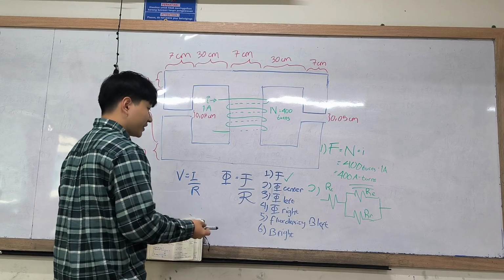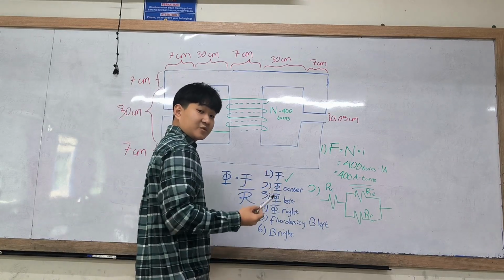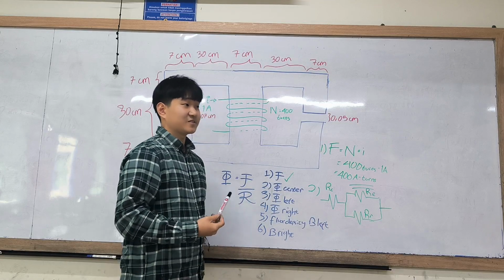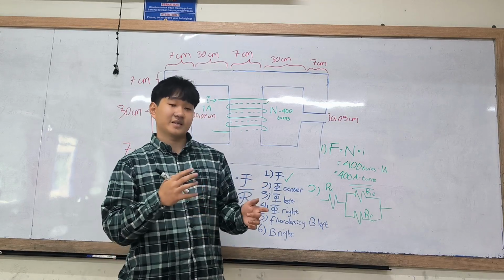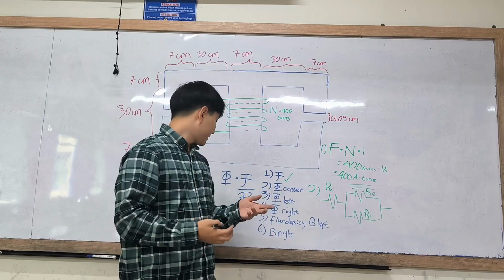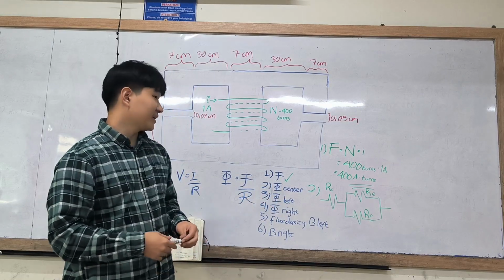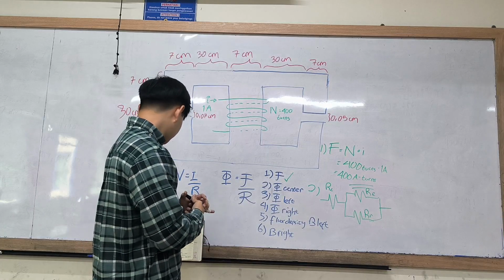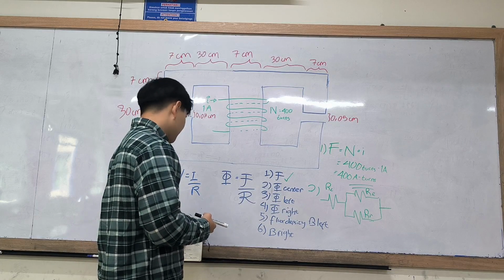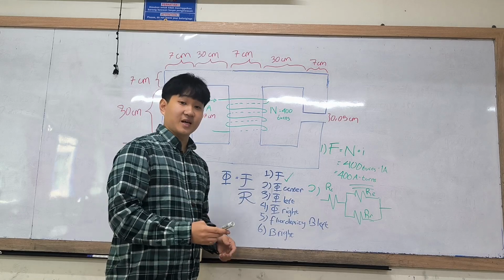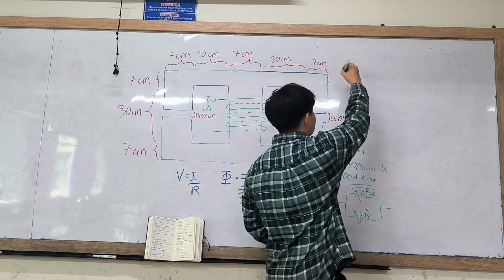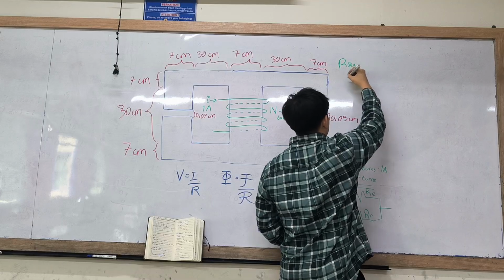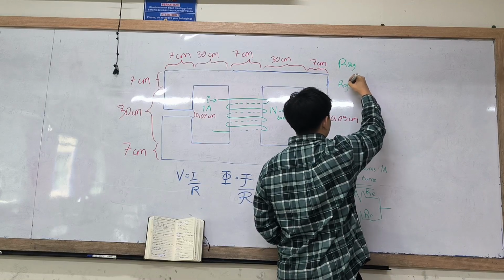So in order to find the magnetic flux, first we have to find the reluctance. And again, as I said, the magnetic flux is like the equivalent of the current, and to find the current, you still need to find the resistance first. There are two formulas for reluctance. The first one is reluctance for leg. The second one is reluctance for gap.